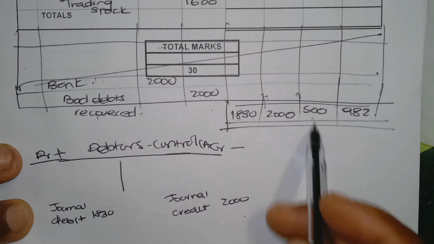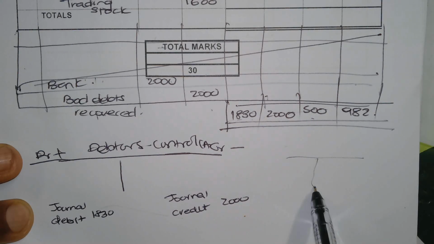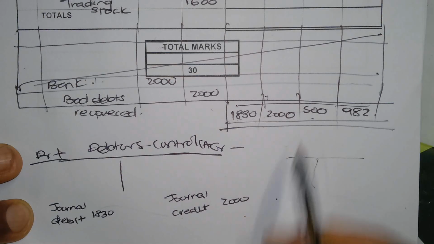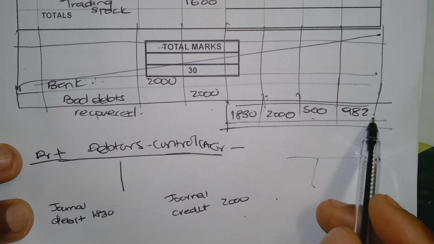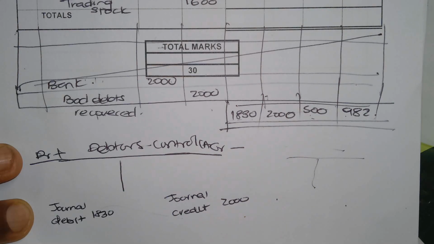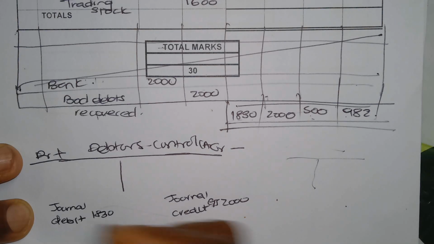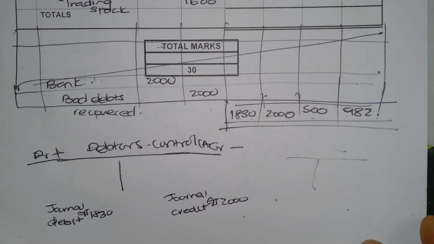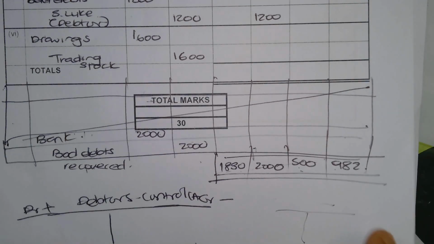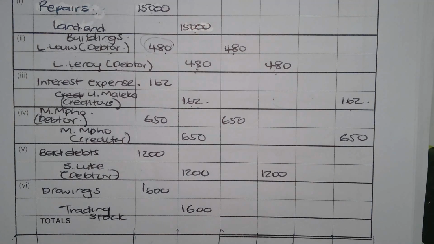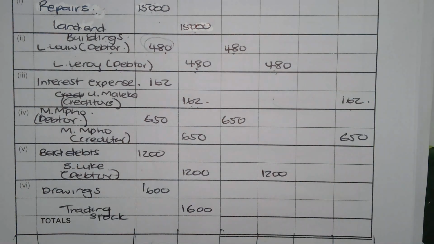And also for this, you will have what? A T account of creditors control, journal debit of 500, journal credit of 982 under the creditors control. And then obviously, this is from the general journal, GJ. Right, boys and girls, so that's it in our question. It was worth 30 marks, and let's see what was given most marks here. But I believe most of the calculations were given marks.